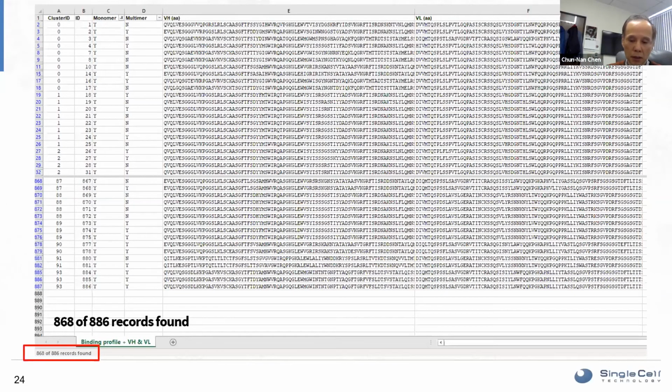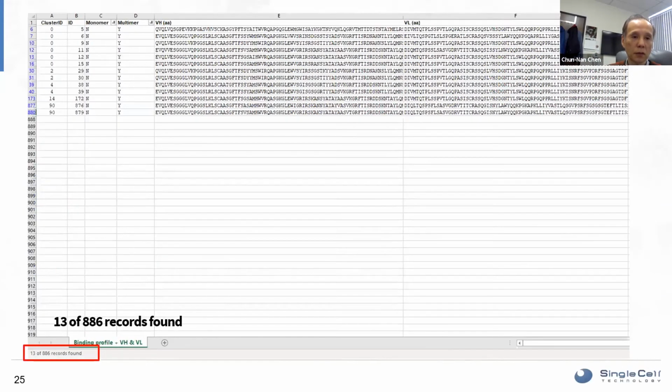and the monomer. But if you go in and do the filtering and look for the ones that bind to the multimer, but not the monomer, in this particular case, then you end up with 13 of them. Obviously, it's going to be rare because most of it will be binding to the monomer. So there, we find 13 records of it.